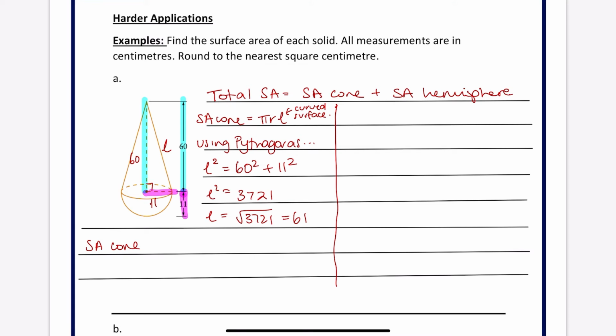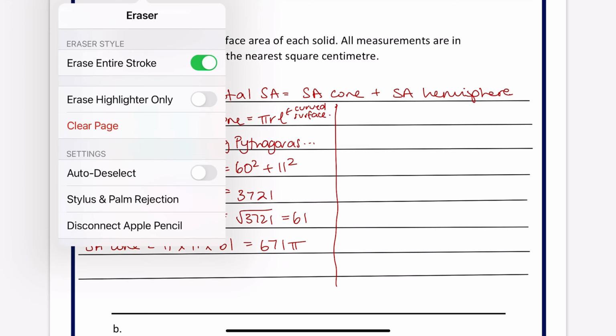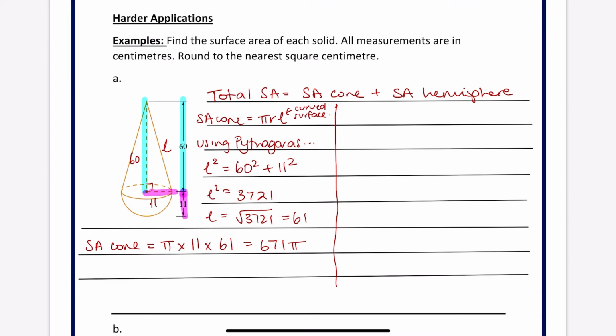So the surface area of a cone is equal to pi times our radius of 11 times the slant height of 61. Okay, so 61 times 11 equals 671. And I'm going to put the pi at the end to leave it in exact form. Okay, so now we're going to find the surface area of the hemisphere.